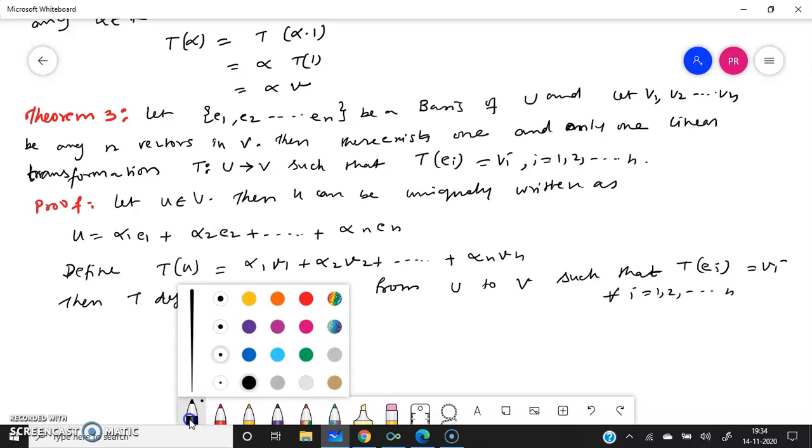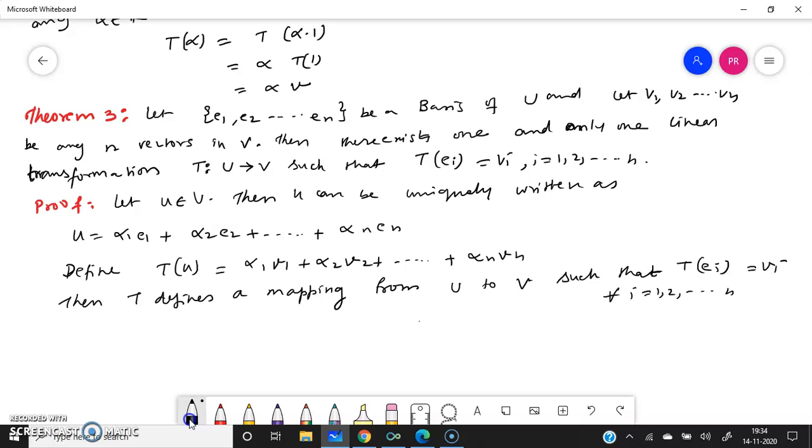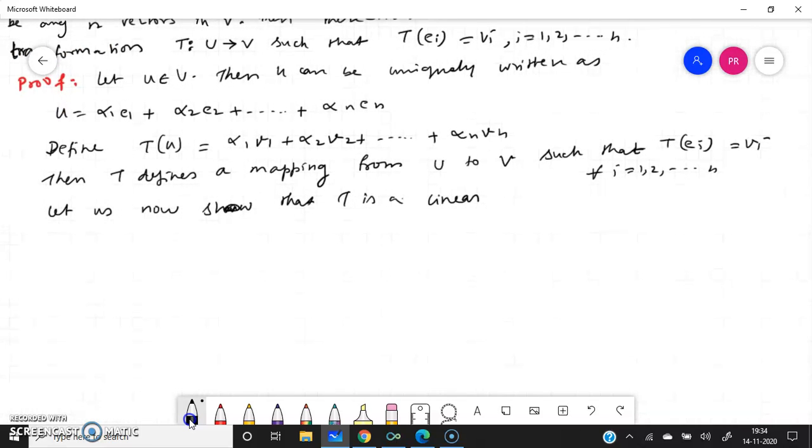Because we are taking T from U to V, no? Ei is an element of U, right? Because it is given that E1, E2 and so on to En is the basis of U. So naturally Ei belongs to U. Therefore we can define that T of Ei equal to Vi because T is a map from U to V. Let us now show that T is, just we have defined T is a mapping, that's it. Now we are going to show that T is a linear map.